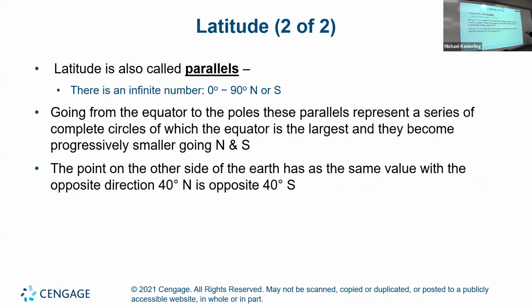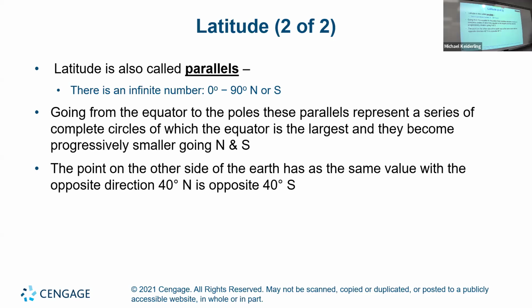So lines of latitude are also called parallels. The values vary from 0 to 90 degrees, north or south. So they go from 90 degrees south up to 90 degrees north. And the poles are at 90 degrees north and south, and the equator is at 0 degrees.